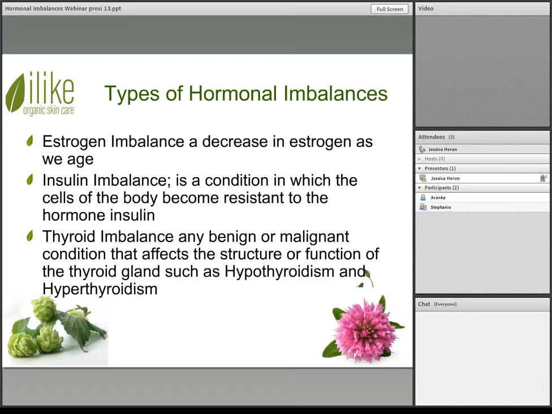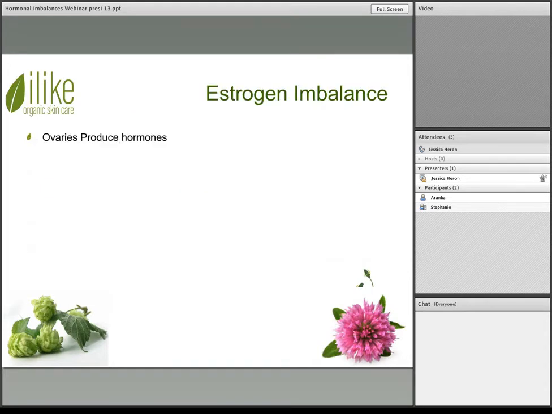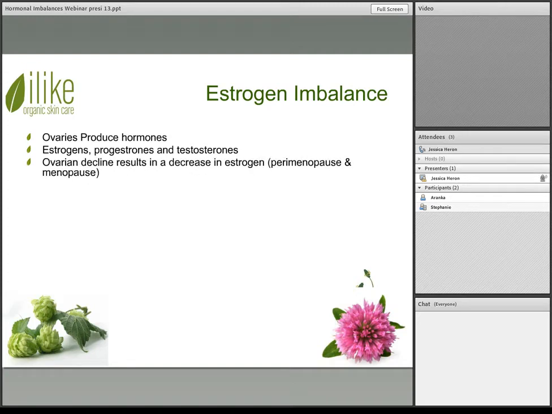So we'll take a look first at estrogen imbalance. Estrogen is produced in the female body, in the ovaries. Chief among these hormones are estrogens, progesterones, and also testosterones. Ovarian decline results in a decrease in estrogen, and as women age, this estrogen declines. It's a natural process as we enter our perimenopausal stage, which can be the age of 35 plus, and the menopause age, which generally averages around the age of 51.